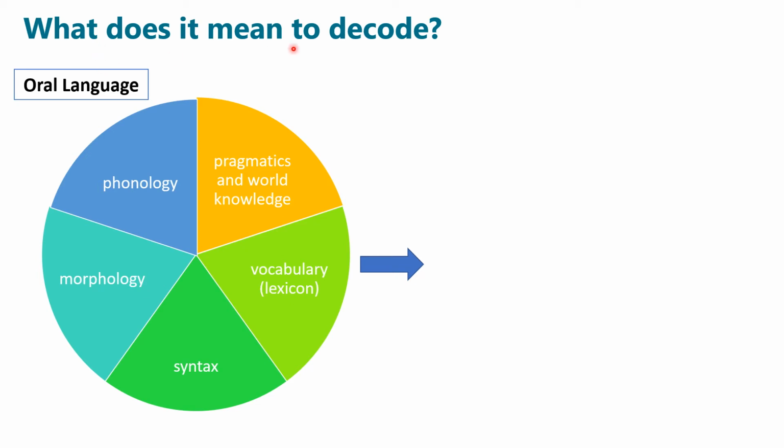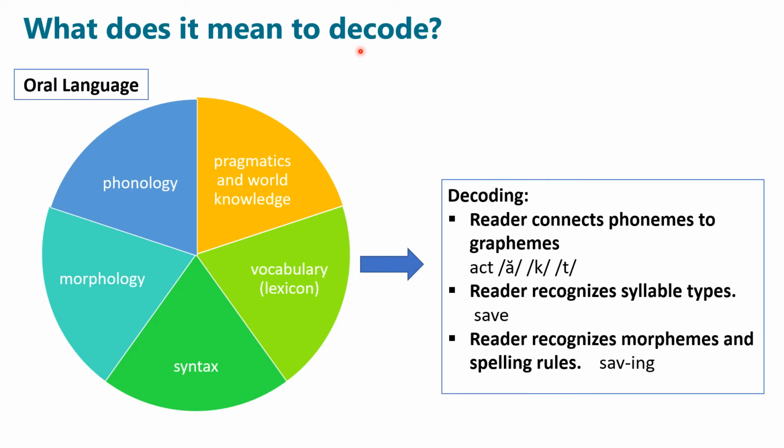Okay, so let's talk about decoding. Because we're not just going to teach our students these words, we also have to teach them how to decode the words. Okay, so there are 3 levels of decoding. Well, actually 4, and let me take you through them.